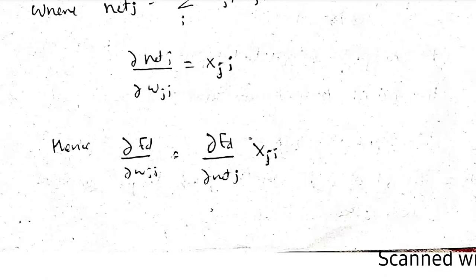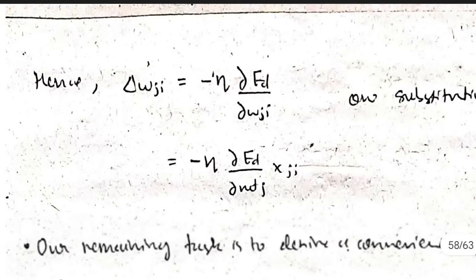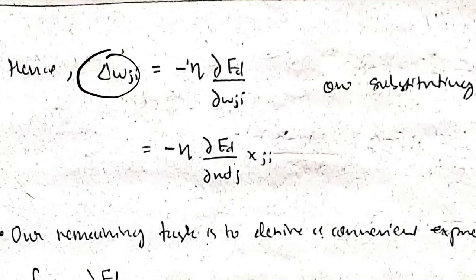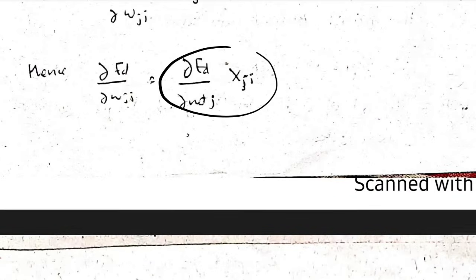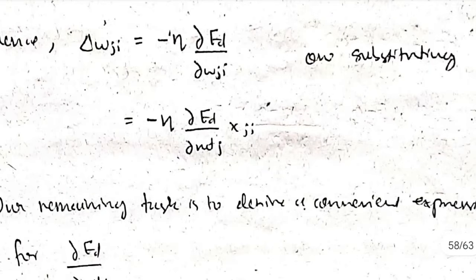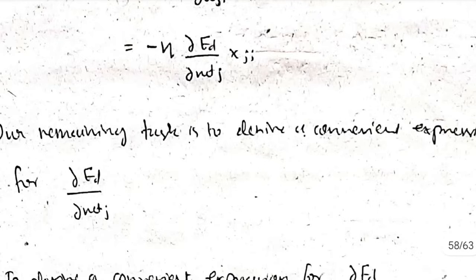After I've done this, I have to consider the main formula. The main formula is delta wji is equal to minus n dEd by dwji. This is the main formula. Just now we found out what dEd by dwji is. I'll substitute dEd by dnet j into xji here. Okay, after that, I have to calculate the value of this one.